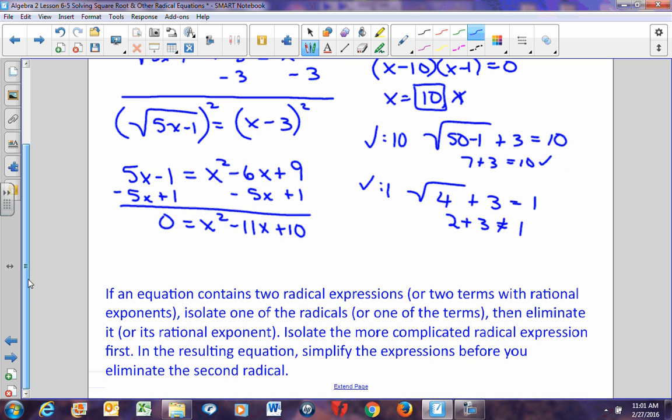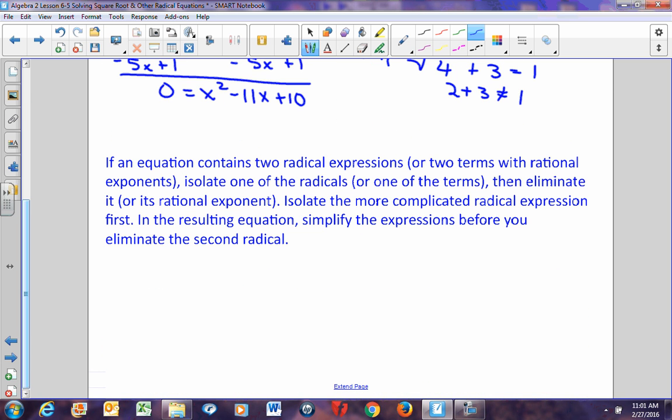If an equation contains two radical expressions, or two terms with rational exponents, isolate one of the radicals, or one of the terms, then eliminate it with its rational exponent, then you're going to have to isolate the other one. Isolate the more complicated radical expression first. In the resulting equation, simplify the expression before you eliminate the second radical. This is really important because these were fairly simple. Now we're going to get into two more very complex problems.